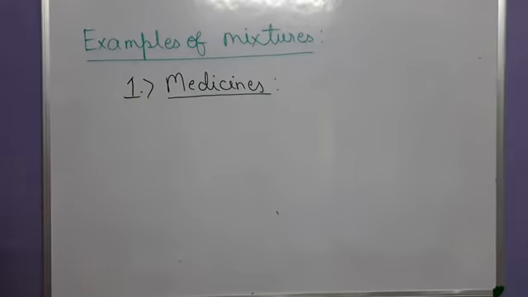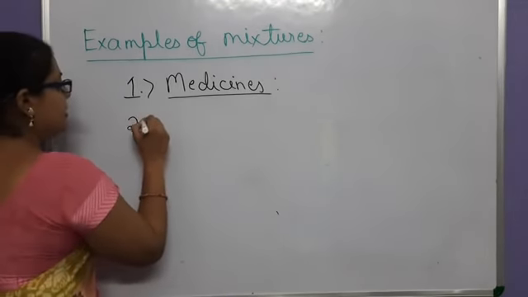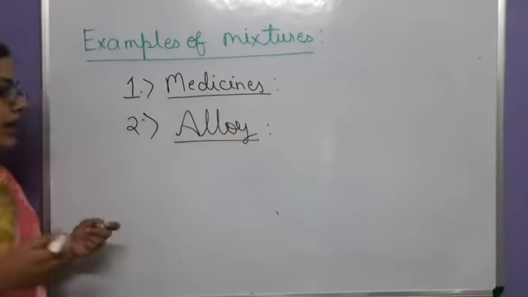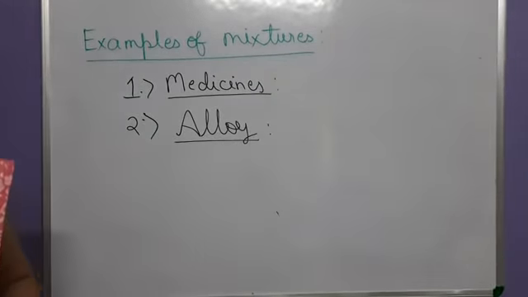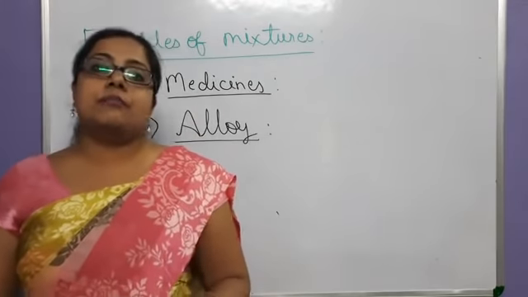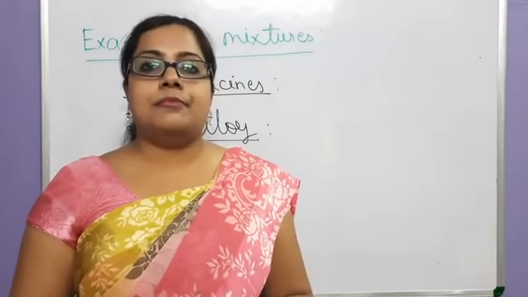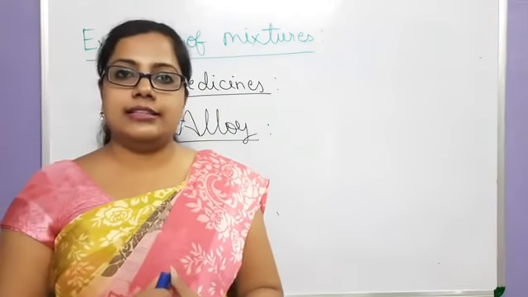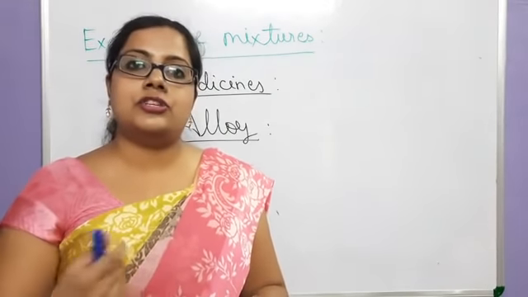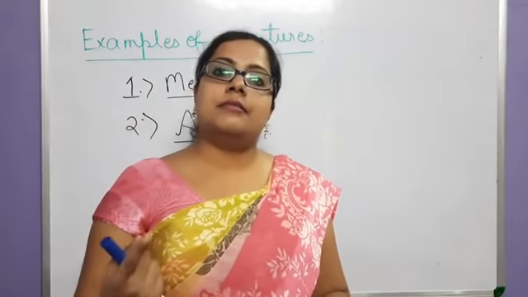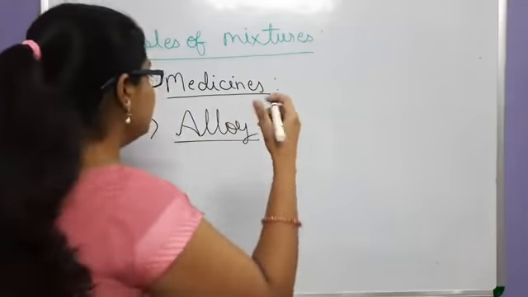Now the next is alloy. This alloy part is very important. Alloy is also a man-made mixture. So let's talk about what this alloy is. An alloy is a mixture of two or more different types of substances in which at least one is a metal, or you can say that an alloy is a uniform mixture of two or more elements in which one of the elements is a metal. So I am writing here alloy.